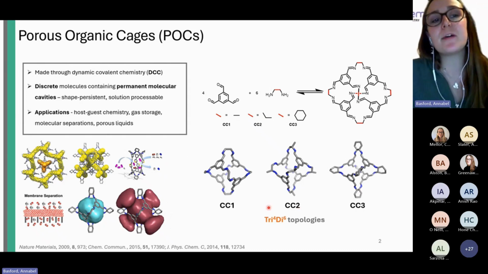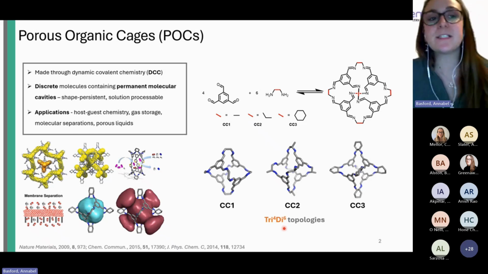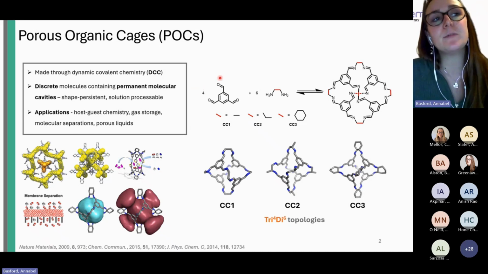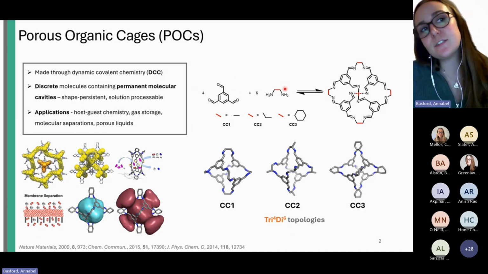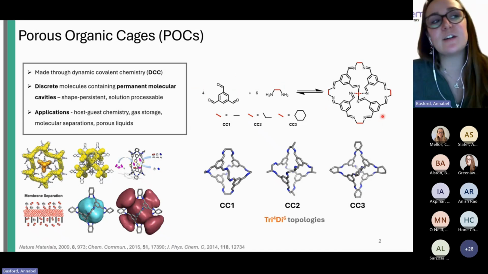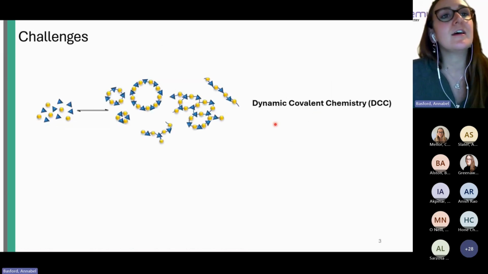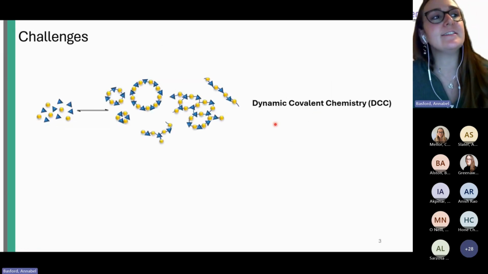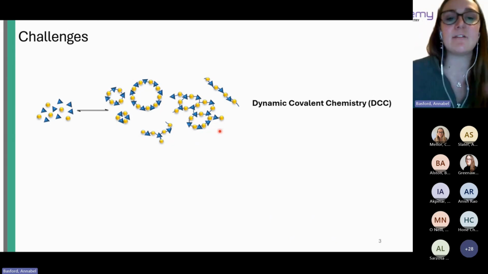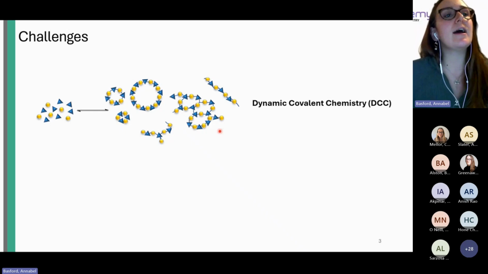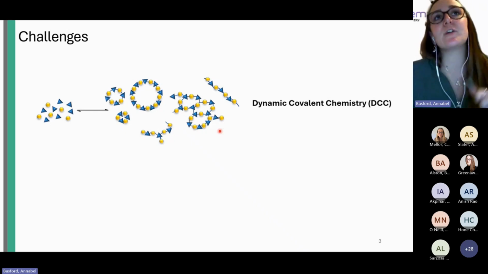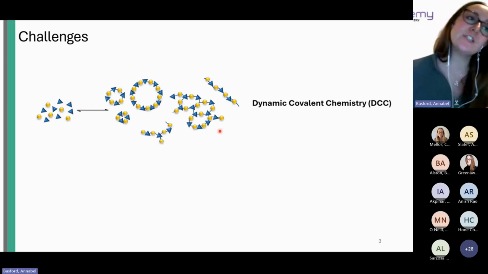We might describe them by their topologies. So here we can say a tri-4-di-6 or a 4+6 cage, where we have 4 of the tritopic precursors and 6 of the ditopic precursors assembling into this higher order structure. So yeah, dynamic covalent chemistry, or DCC, it's great. We benefit from an error correction mechanism where reactions can really drive and go to full 100% conversion.